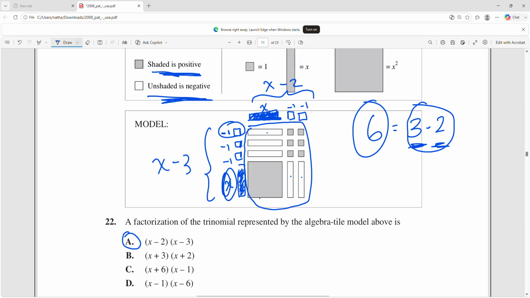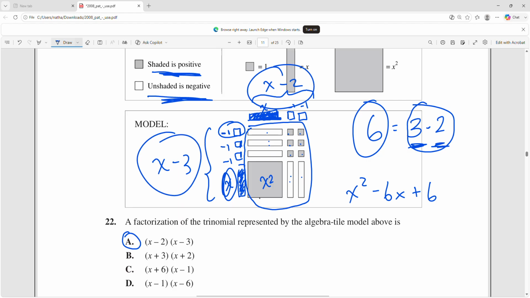They're not asking for what it is, but look, we've got x squared, and how many negative x's do we have? 1, 2, 5, 6. So it would be x squared minus 6x. We have 1, 2, 3, 4, 5, 6 positive ones, so plus 6. This is what would happen when we multiply this and this together. We would get this guy over here.